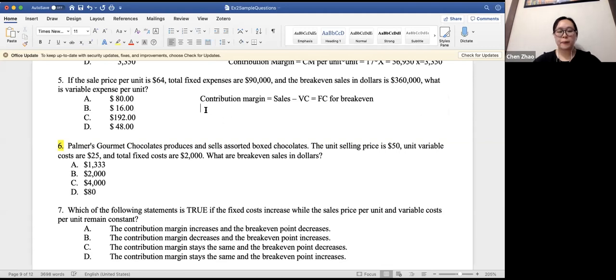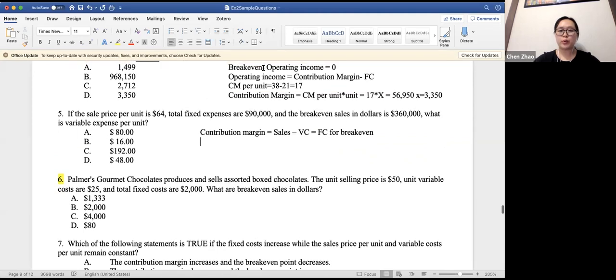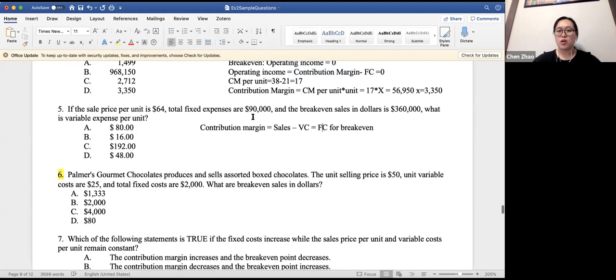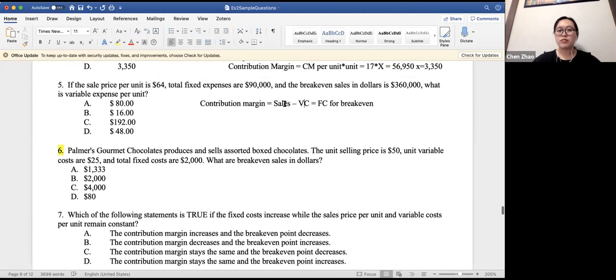Okay, you're probably still working on that, but I'm going to work out this problem together with you. So break even, like we said before, if we want to break even, we want operating income to be 0. And if we want operating income to be 0, that means our contribution margin will be equal to our fixed cost, okay? And then contribution margin will also equal sales minus variable cost. And we want this to be equal to our fixed cost, okay? So after we have these, we actually can plug in these numbers, okay?